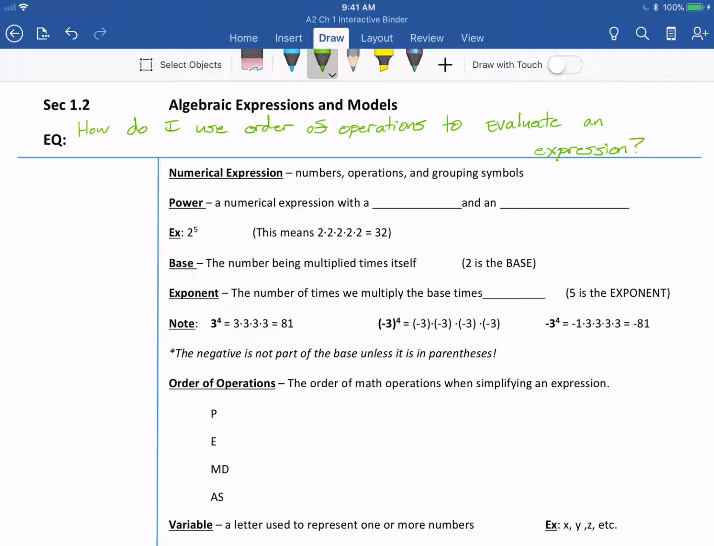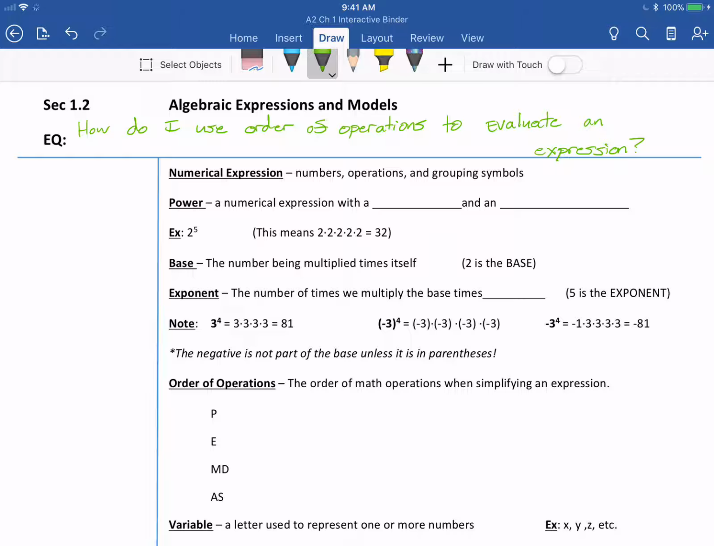Alright, today we're getting down into the thick of things in Algebra 2. In Section 1.1 we looked at a lot of the definitions. Now in Section 1.2 we get into more of the actual evaluating and working with some numbers here. Section 1.2 is algebraic expressions and models.